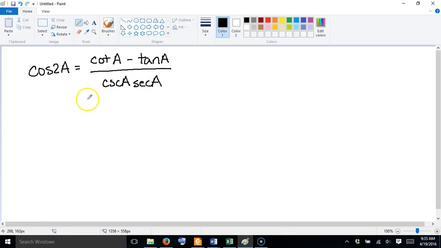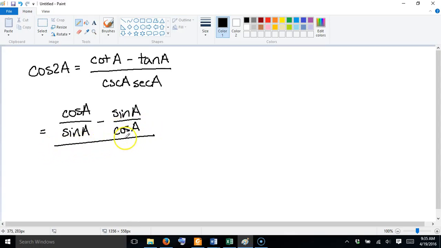So taking the cotangent A minus tangent A, I'm going to change everything into terms of sine and cosine. I'm going to skip rewriting this. I'm going to say that is equal to cosine A over sine A minus sine A over cosine A. And then same goes with the denominator, cosecant A and secant A. Change it into terms of sine and cosine, which is 1 over sine A and 1 over cosine A.